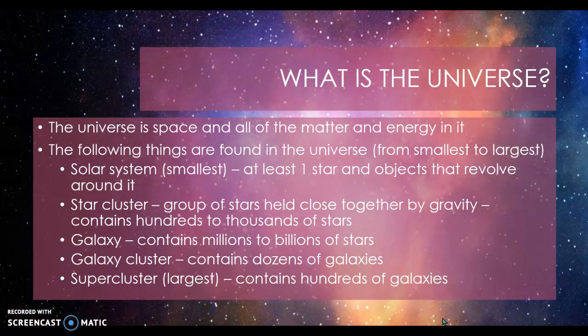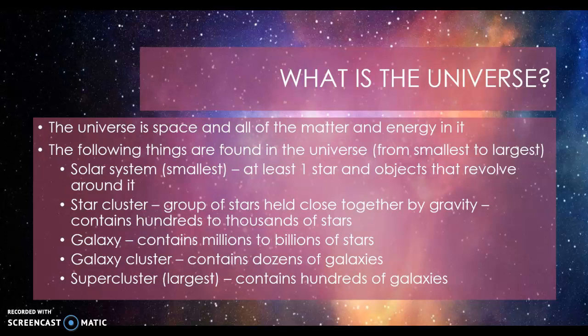So what is the universe? The universe is space and all of the matter and energy that are within it. There are several things that help make up this universe, and they are in order from smallest to largest. The solar system is the smallest part of what's in the universe. It must contain at least one star with objects orbiting around that specific star. In our solar system, it is the sun.